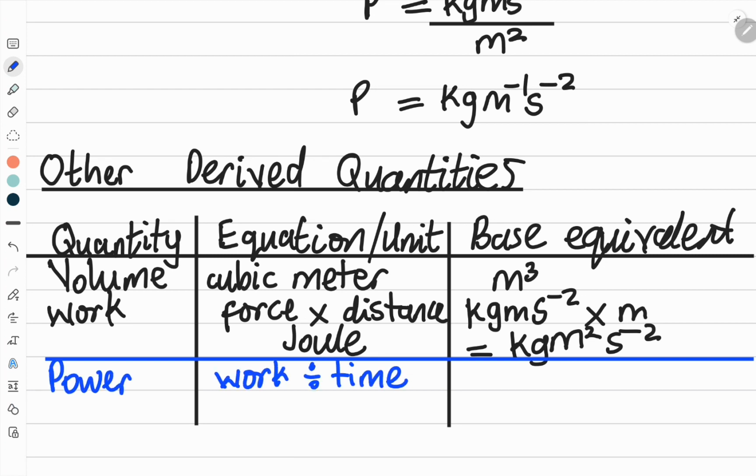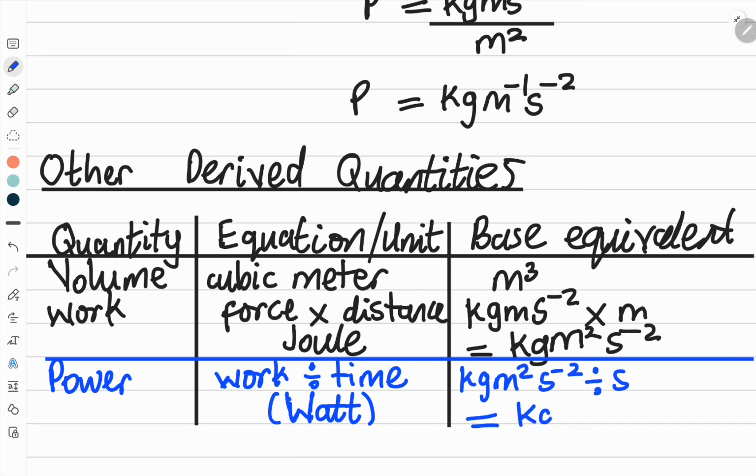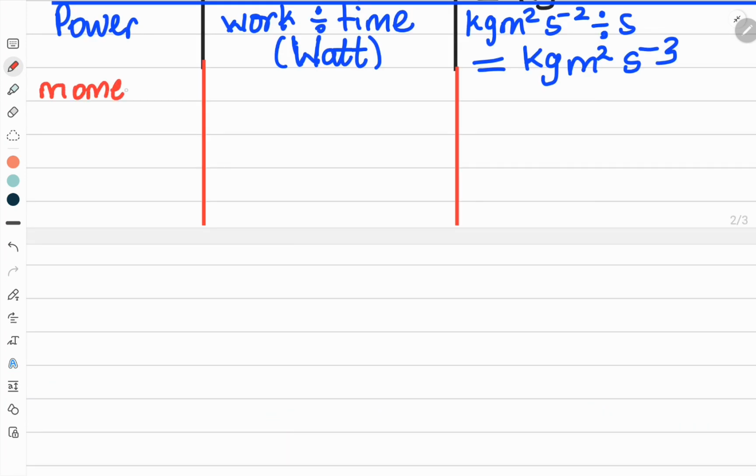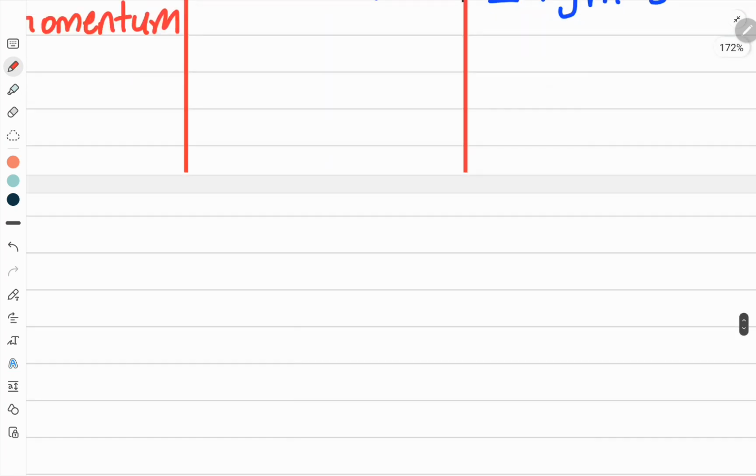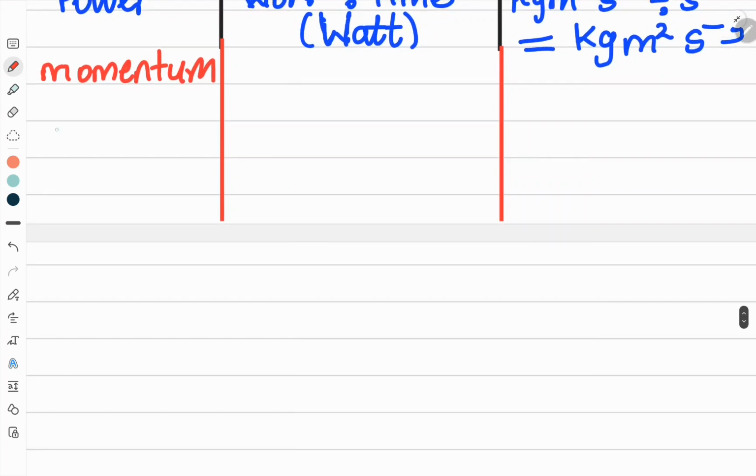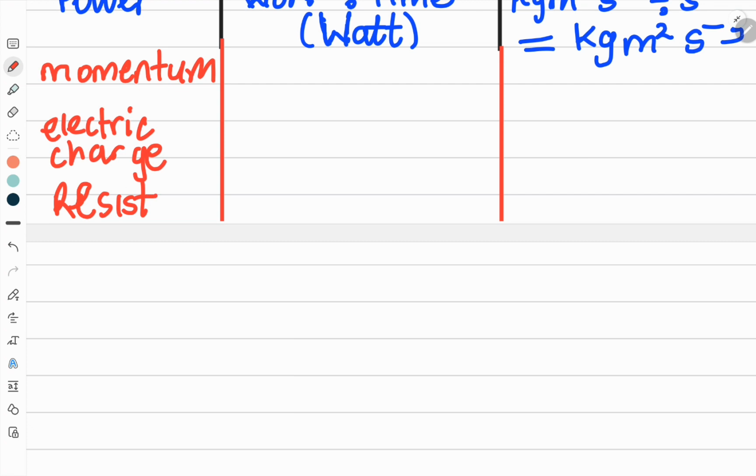Then for power, that's work done or energy transferred divided by time, and the derived unit is the watts. For work done, we got the base units from the previous example. We divide that by time in seconds, and we end up with kg meters to the power 2 and seconds to the power negative 3. Then the other quantities that you can take a look at are momentum, electric charge, and resistance. I would want you to express those in terms of their base units.